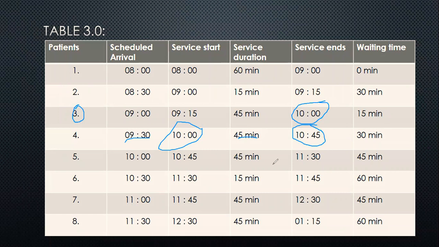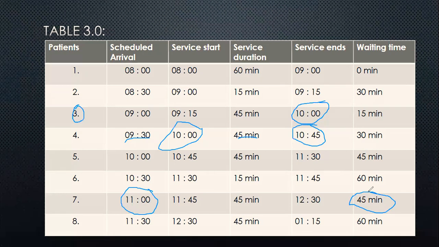Simple. So by checking all these, we will randomly pick any one. I will pick the seventh one. The seventh patient comes at 11. His service starts at 11:45, because the patient above him obviously ends at 10:45. So how much time did he wait? He waited from 11 to 11:45, which is 45 minutes. If he waited 45 minutes, so this is clear.